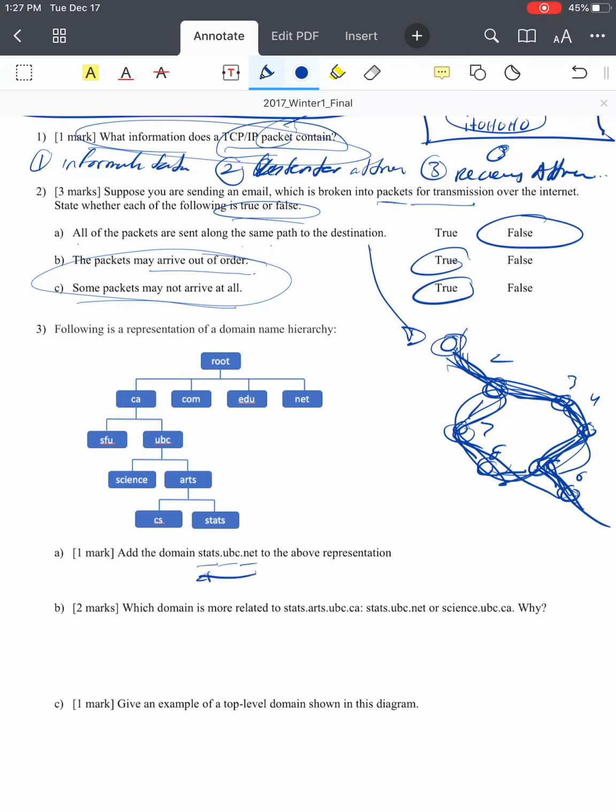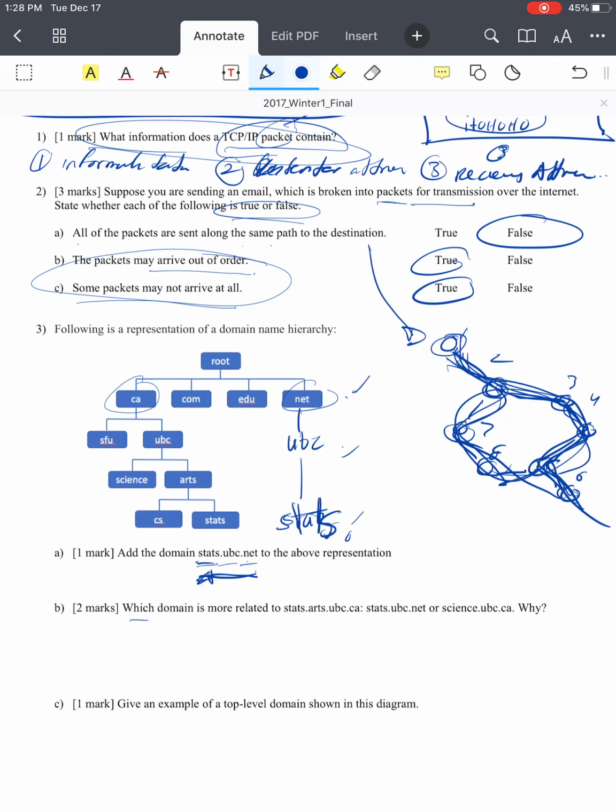So net. We're going to go backwards, though. Even though we read it from stats, UBC, when we're writing the hierarchy, we go backwards. So net, UBC, then stats. And you're like, oh, why? It's already here. But that's related to a different domain. Technically, it could be on a different computer, a totally different server for that information, if you had started from CA rather than net.